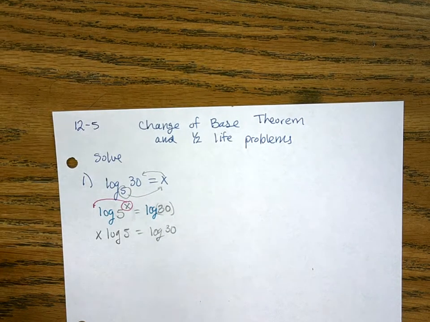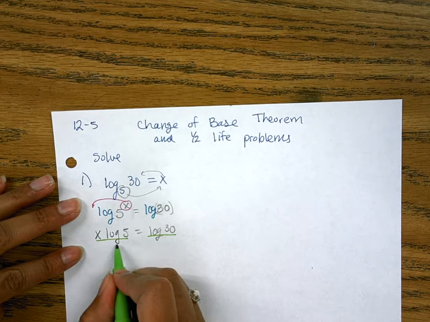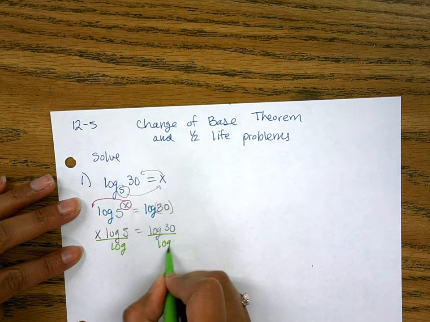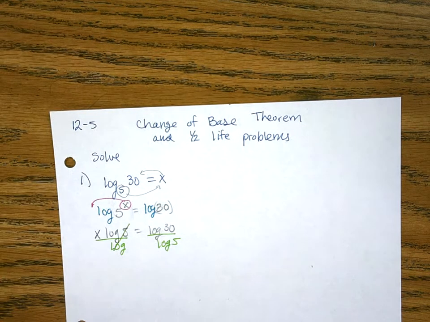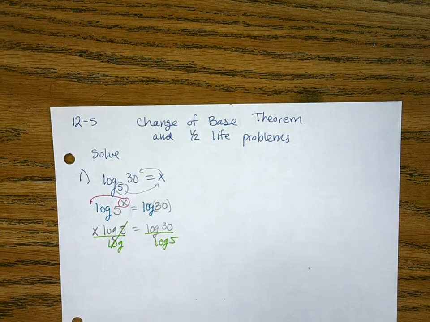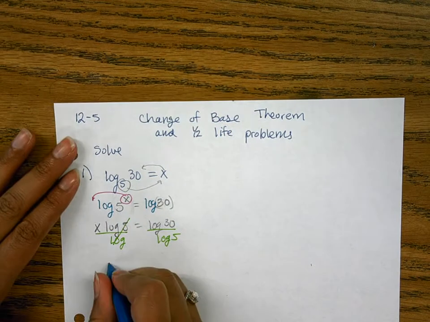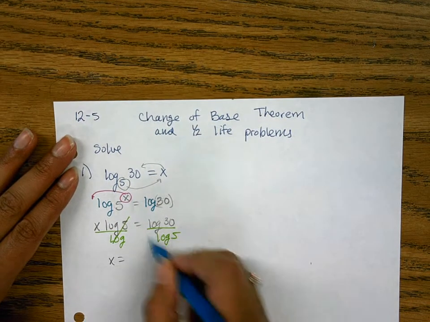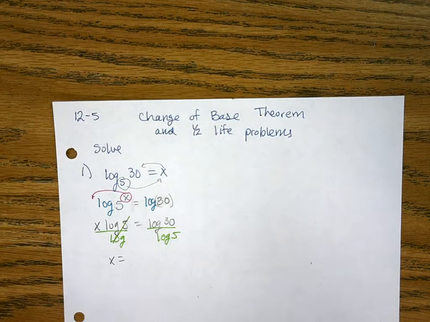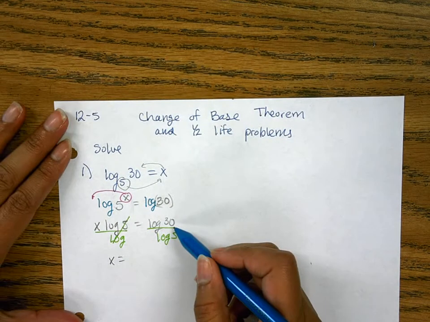Now these both have a base of 10 because it's not written, and that's the way we set it up. We want to solve for x, so we divide both sides by log of 5. Remember, log of 5 is just a decimal in your calculator waiting to come out. So that here is what you're going to plug in your calculator.